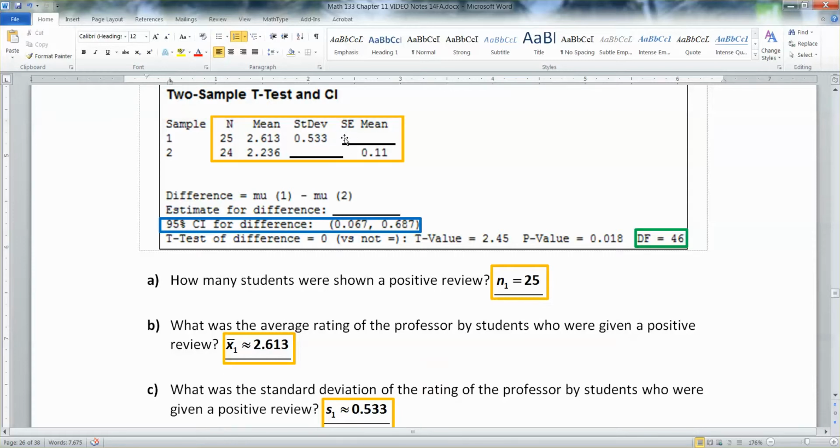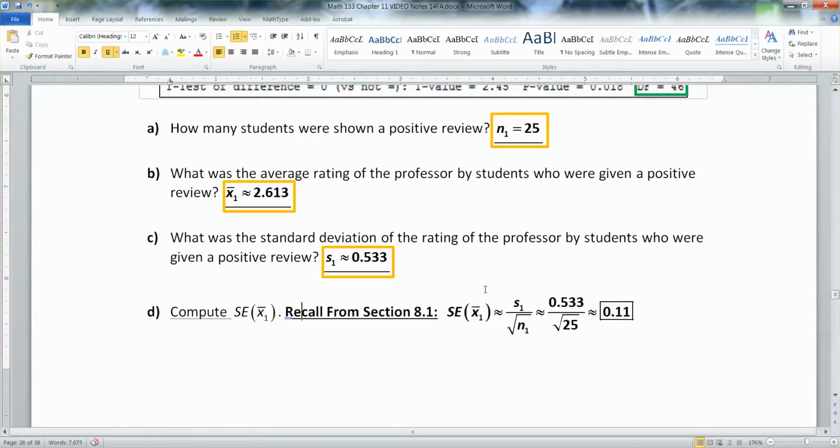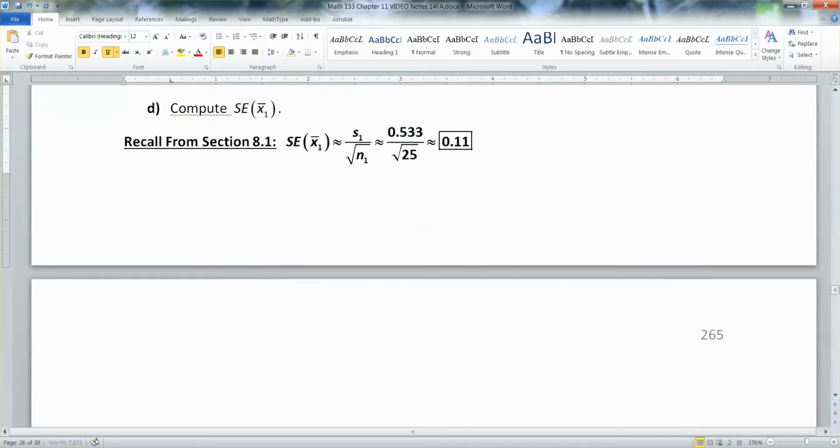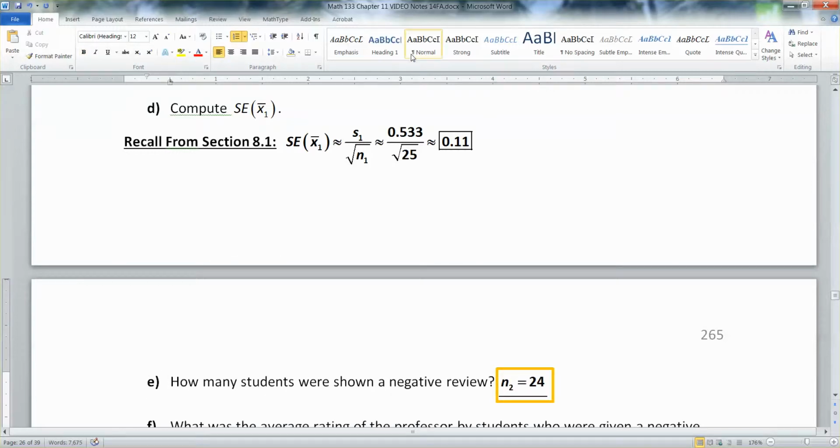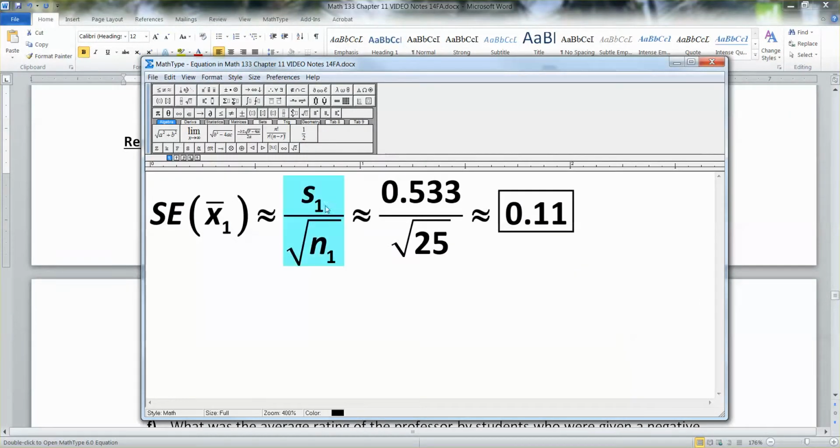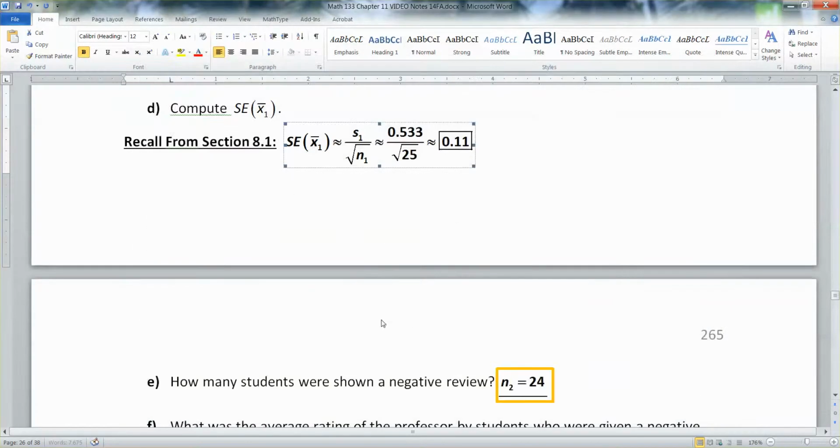And then I blocked off the standard error because a great question for me to ask is, how do you calculate standard error? What does that SE mean? So standard error we learned in section 8.1. It's been a while. In 8.1, we learned that the standard error of x bar, any x bar, is approximately s over the square root of n. So in this case, it's S1, the standard deviation for group 1, divided by the square root of N1, the sample size for group 1, which would be 0.533 divided by the square root of 25, which is about 0.11.